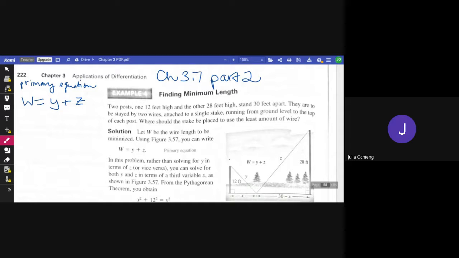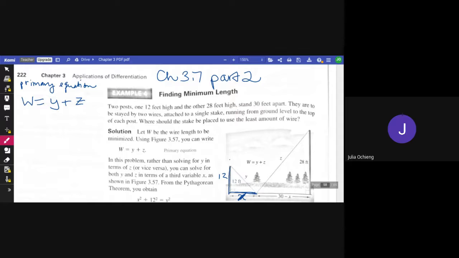Okay, so I don't want two variables in my primary equation. I want only one variable so that it will be easier for me to manage. So I'm looking for an equation for y. Well, I happen to know that this is 12, and this I'm going to call x. In fact, they tell me that that's x too. So I can use the Pythagorean theorem to find the length of y, okay?